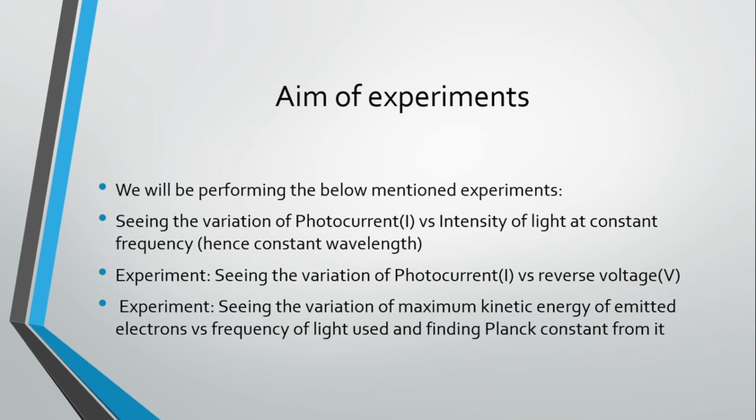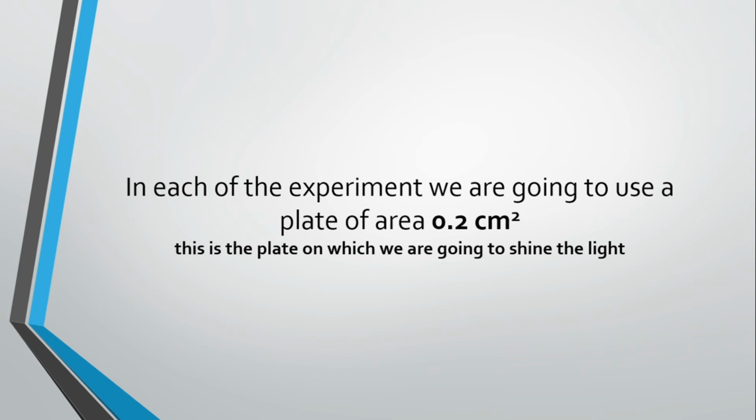Now we will move to the experiment part. Basically, we are going to see these three things in the experiment. Variation of photocurrent versus intensity of light, variation of photocurrent versus reverse voltage, variation of maximum kinetic energy of emitted electron versus frequency of light used, and finding Planck's constant from it. In each experiment, we are going to use a plate of area 0.2 centimeter square. This is the plate on which we are going to shine the light.